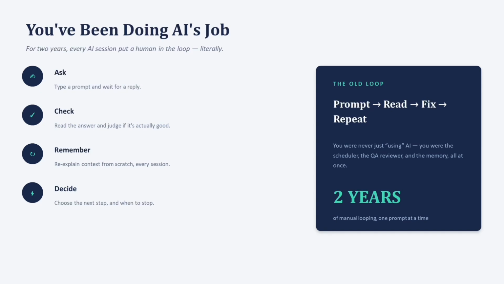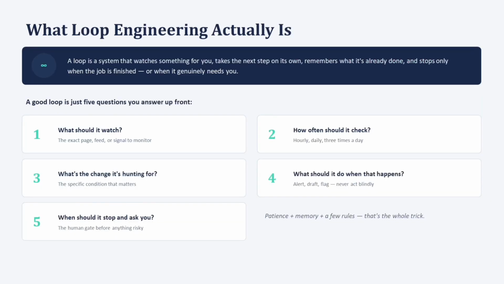So the old loop runs on the first prompt, then you read, then fix, and then repeat. This kind of loop runs continuously, and it has been followed by people from the very beginning, from when AI came, approximately 2 years of manual looping, using one prompt at a time.